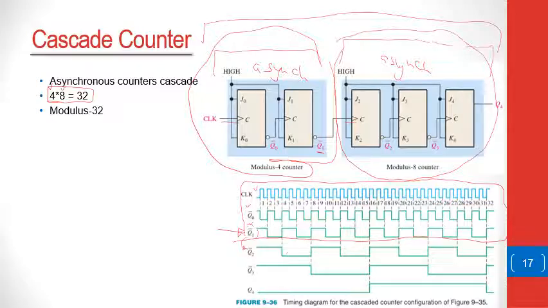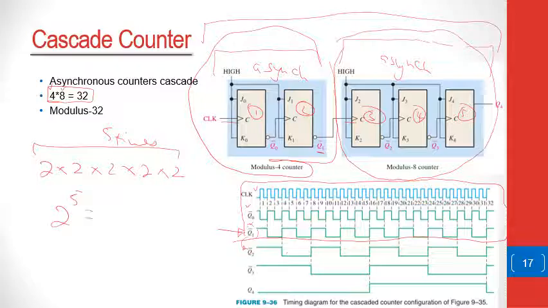Because effectively, if you look at each one of these, 1, 2, 3, 4, 5, each one of them is like a modulus 2 counter. So you have a modulus 2 counter multiplied by a modulus 2 counter, five of them, five times. So that is 2 to the power 5, which gives you 32, which is why there is a modulus 32 counter here.